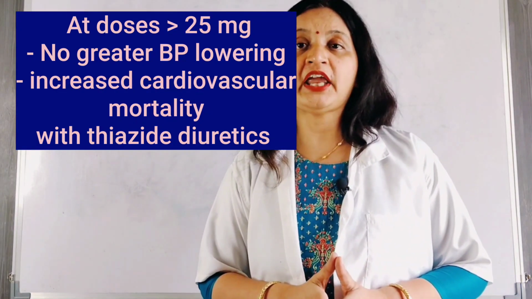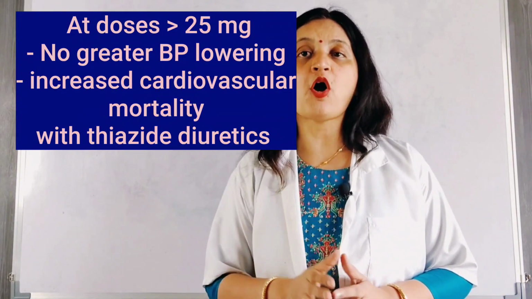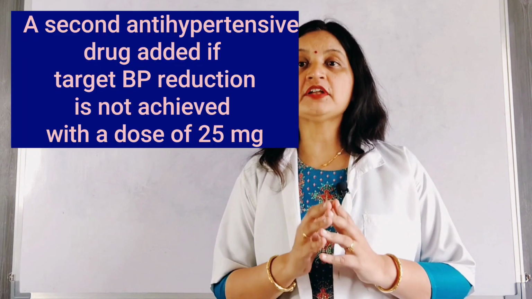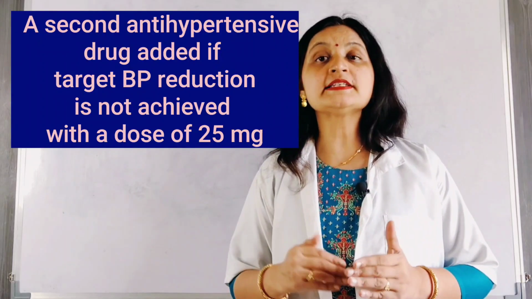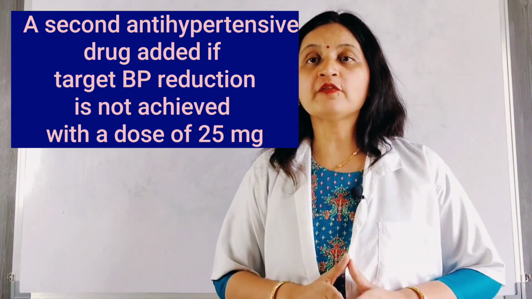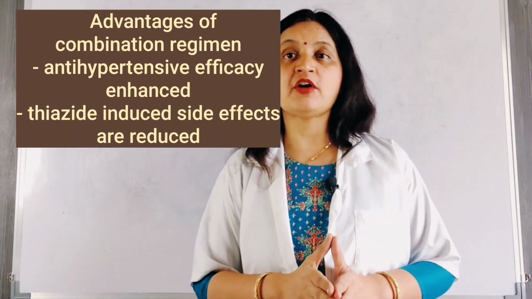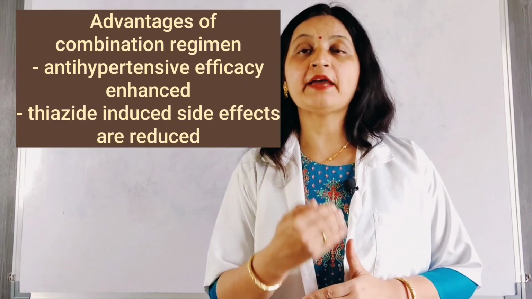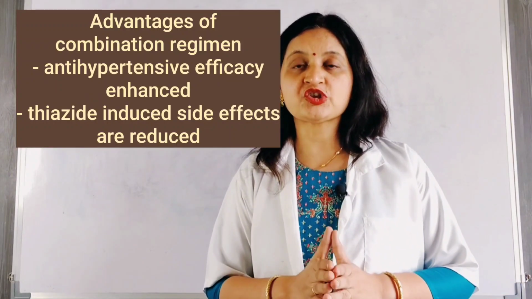So, no greater reduction in blood pressure, and at higher doses, there is increased risk of cardiovascular mortality, increased risk of sudden death. Therefore, if target blood pressure reduction is not achieved with a dose of 25 mg, a second antihypertensive drug needs to be added. The action of thiazide diuretic is additive with most of the other antihypertensive agents, and also the diuretic induced side effects are reduced by the addition of other antihypertensive agents. Therefore, combination regimens are common and rational.